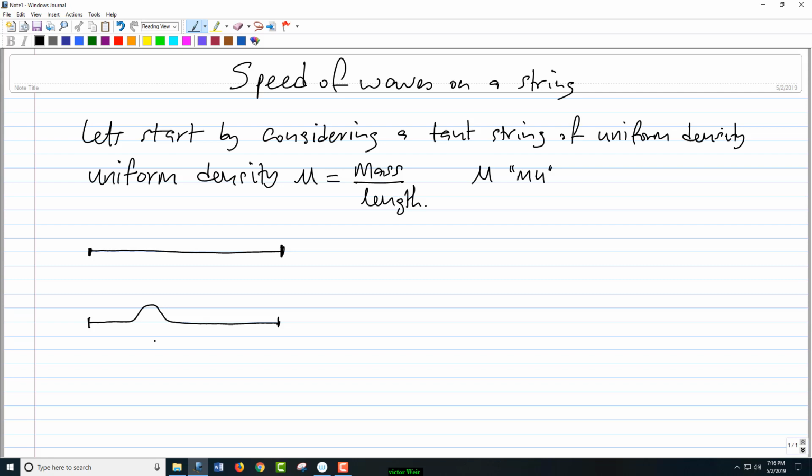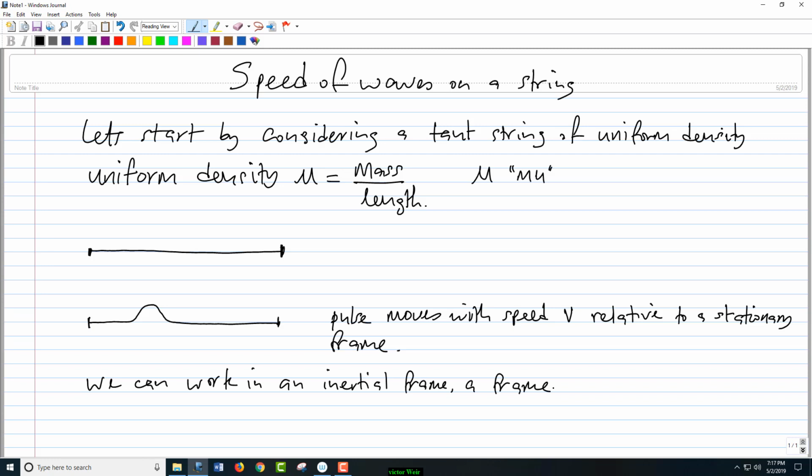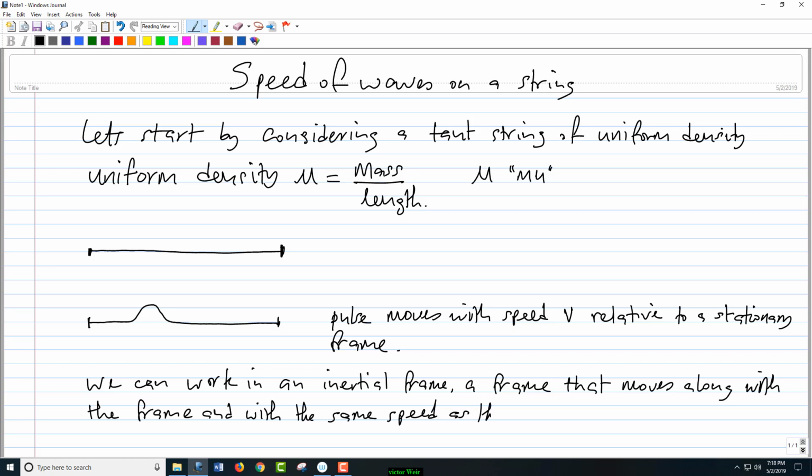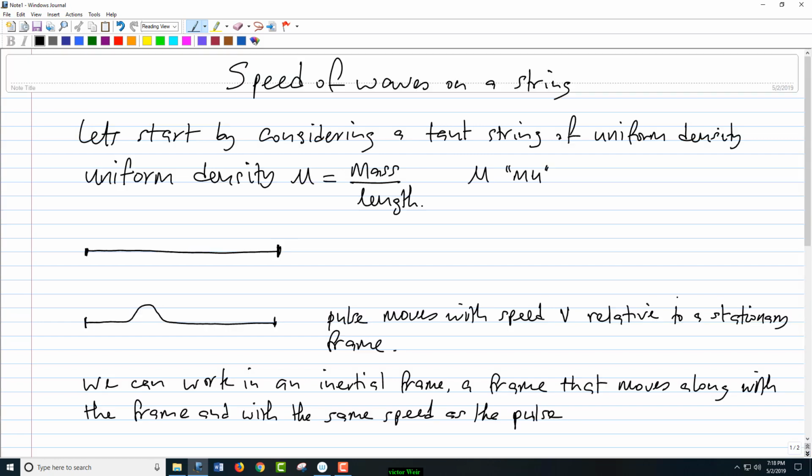We are using SI units, so the mass is given in kilograms and length is in meters. The Greek letter mu is spelled mu. I will now draw the string between two fixed points, and then I'll draw the string again with a pulse traveling along it between the two fixed points.